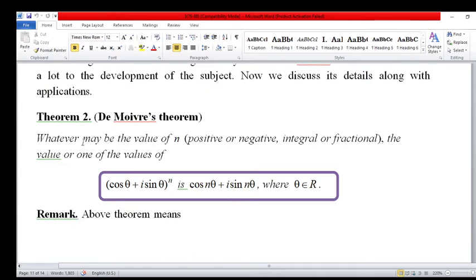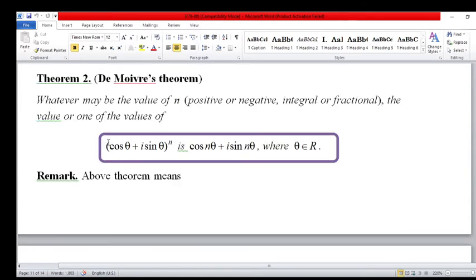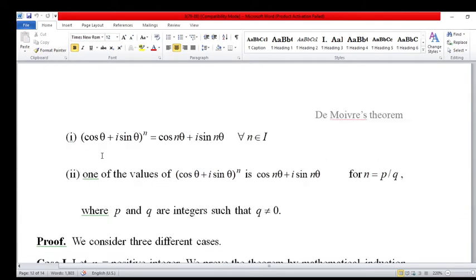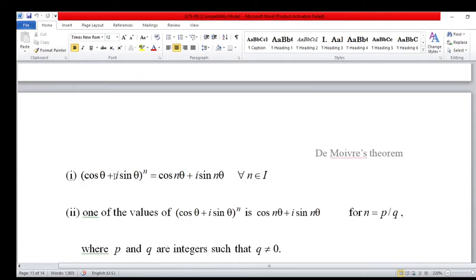This statement holds whatever may be the value of n: (cos theta plus i sin theta) raised to the power n is equal to cos n theta plus i sin n theta. This is called de Moivre's theorem, and this is the statement. Now, a remark on the meaning of the above theorem: (cos theta plus i sin theta) to the power n is equal to cos n theta plus i sin n theta.